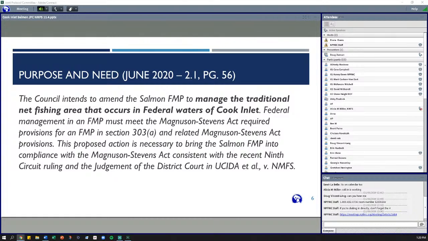The purpose and need for this action is here. The council intends to amend the Salmon FMP to manage the traditional net fishing area that occurs in the federal waters of Cook Inlet to meet all the MSA requirements and bring it into compliance consistent with the Ninth Circuit's ruling. So this is a point to be very clear: this action that we're considering is only applicable to Cook Inlet and the commercial fishery that occurs there.